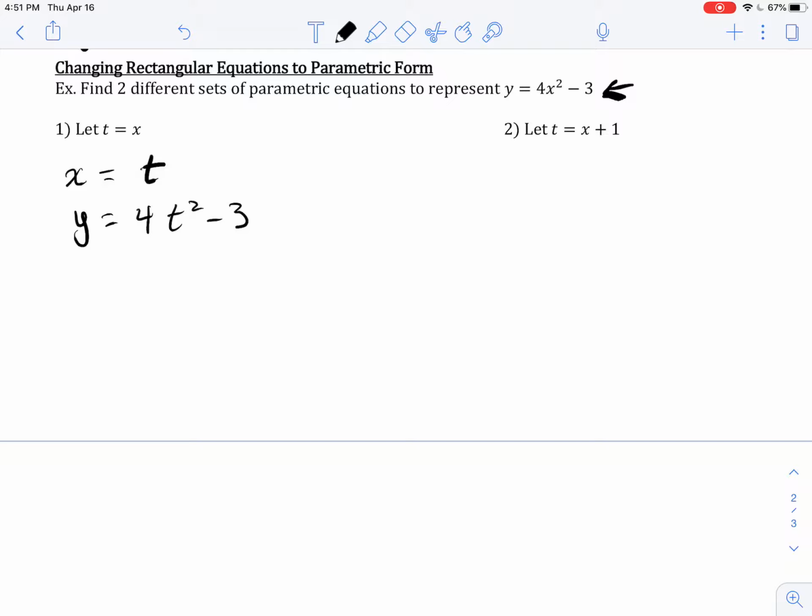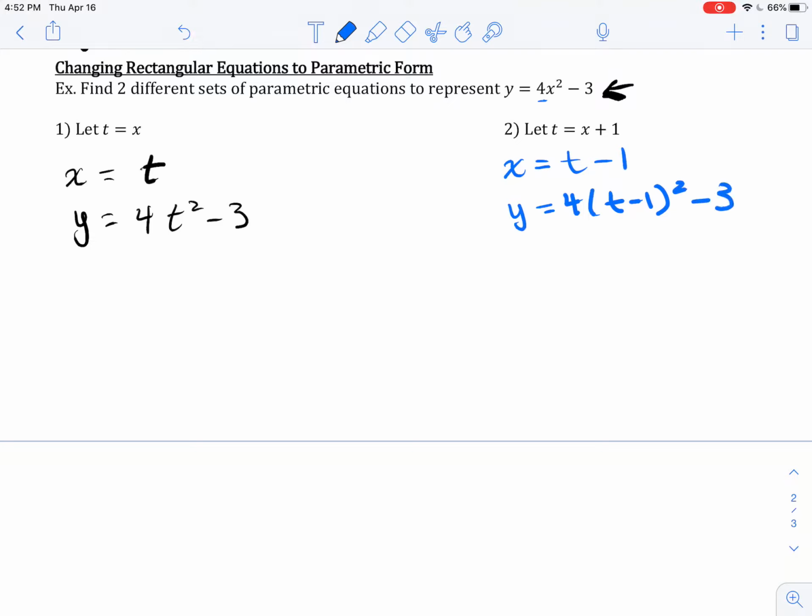But, Mr. No, what if we want to make this even more difficult? Well, sure, let's spice things up a little bit. Let's say let t be equal to x plus 1. In other words, let's let x be equal to t minus 1. And all I'm doing there is rewriting x in terms of t. Well, if x is equal to t minus 1, then y is just going to be, again, 4 times the quantity of t minus 1 squared minus 3.